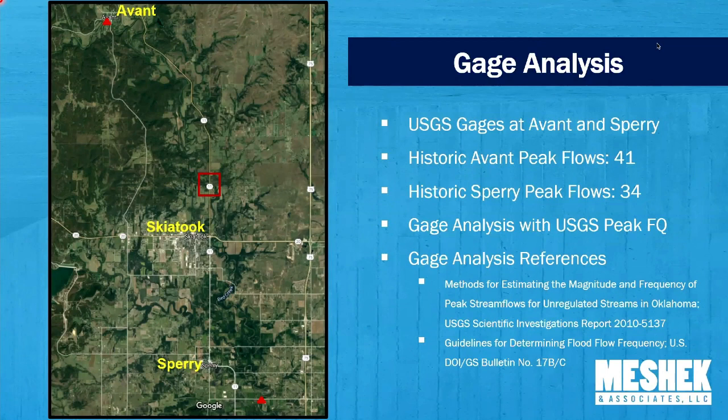It also provides some specific gauge analysis data across the state. And then on top of that, we would also use the Department of Interior and USGS Bulletin Number 17B at the time when we started this project, and now 17C is the current update to that.